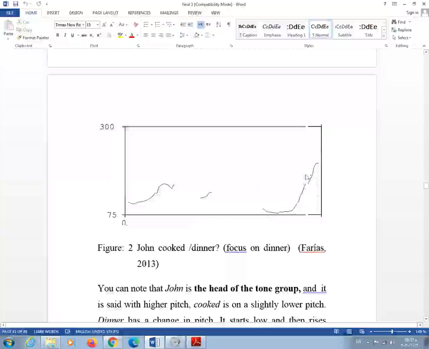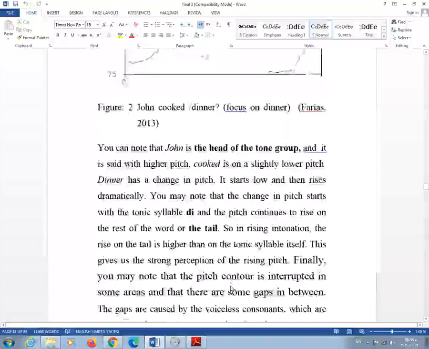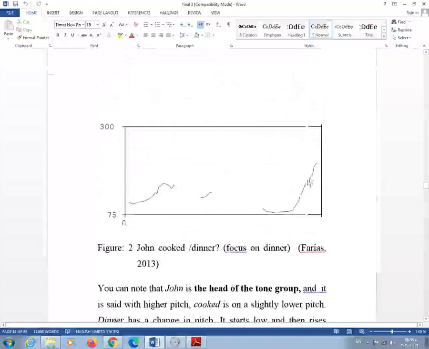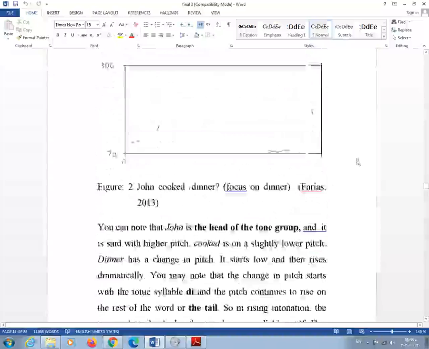John cooked dinner. Okay. Did John cook dinner? Dinner. Okay. With rising intonation. Okay. So, the tail, as you see, takes a higher pitch than the focus word, but we don't care about that because the main thing is that we start rising on din. Okay. John cooked dinner. Dinner.